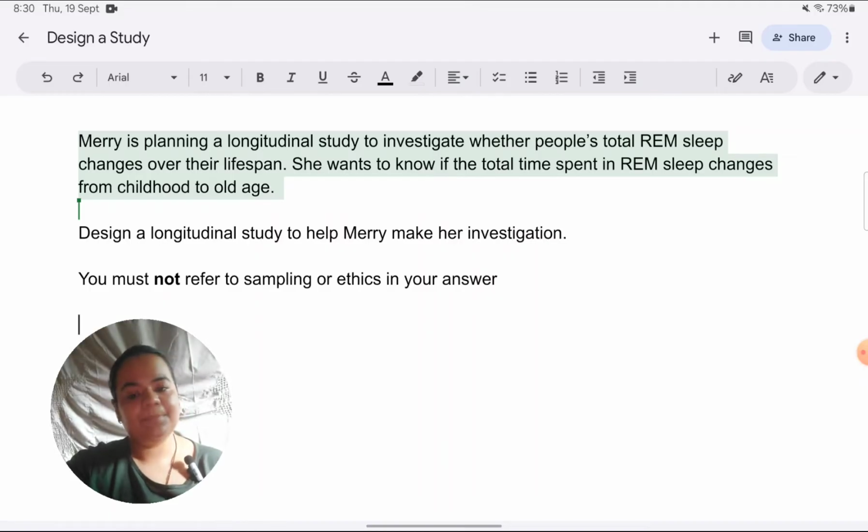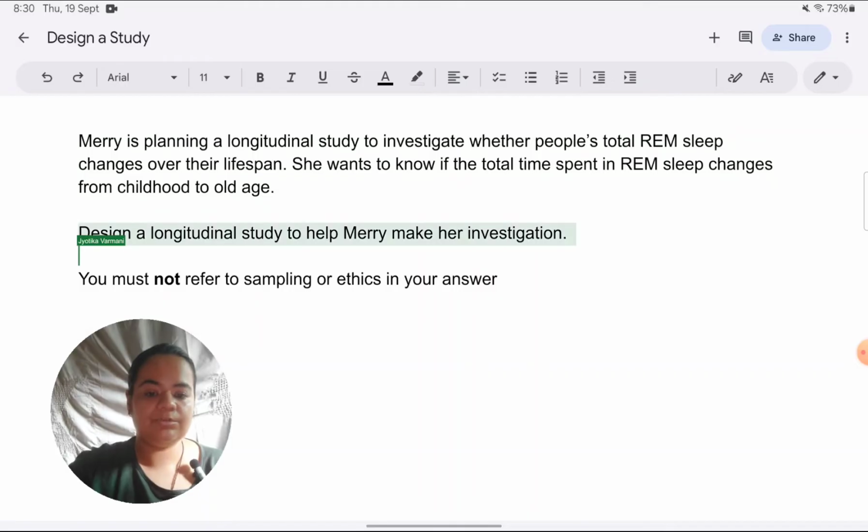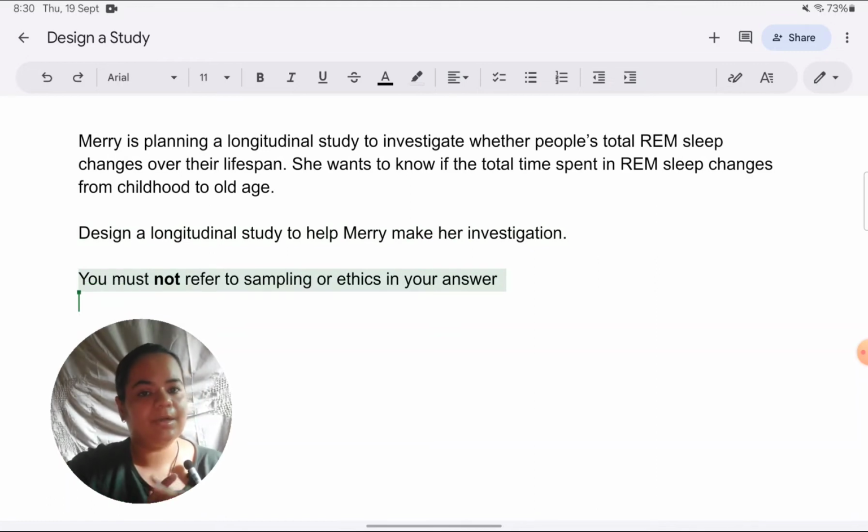Here they're telling us Mary is planning a longitudinal study to investigate whether people's total REM sleep changes over their lifespan. She wants to know if the total time spent in REM sleep changes from childhood to old age. Design a longitudinal study to help Mary make her investigation. You must not refer to sampling or ethics in your answer.